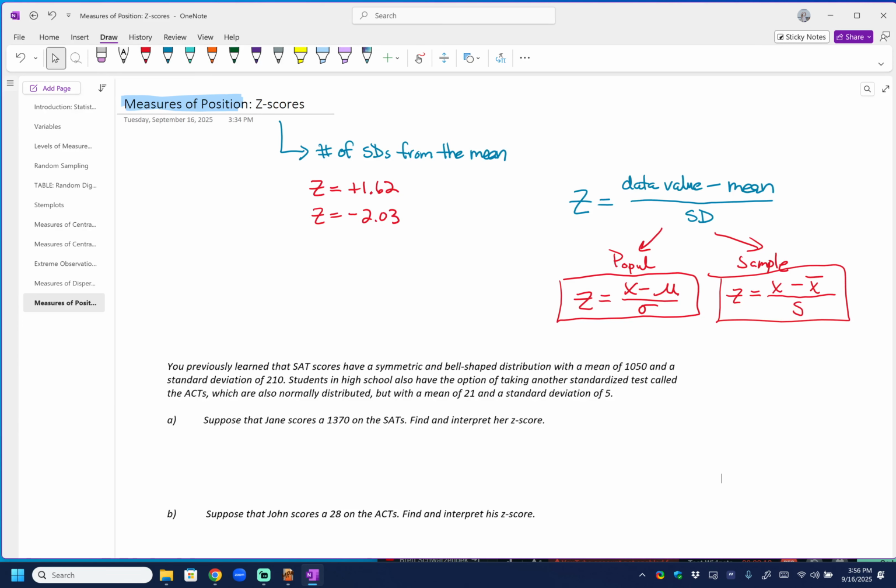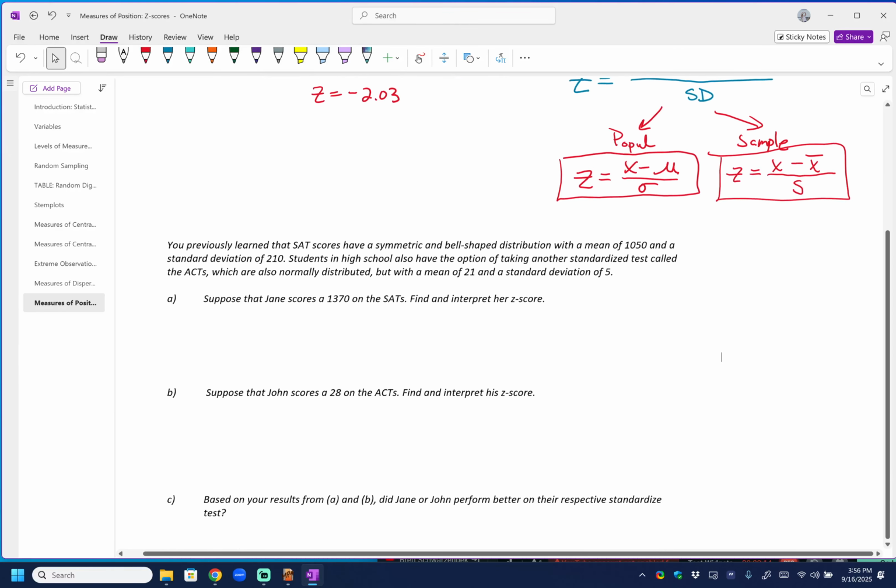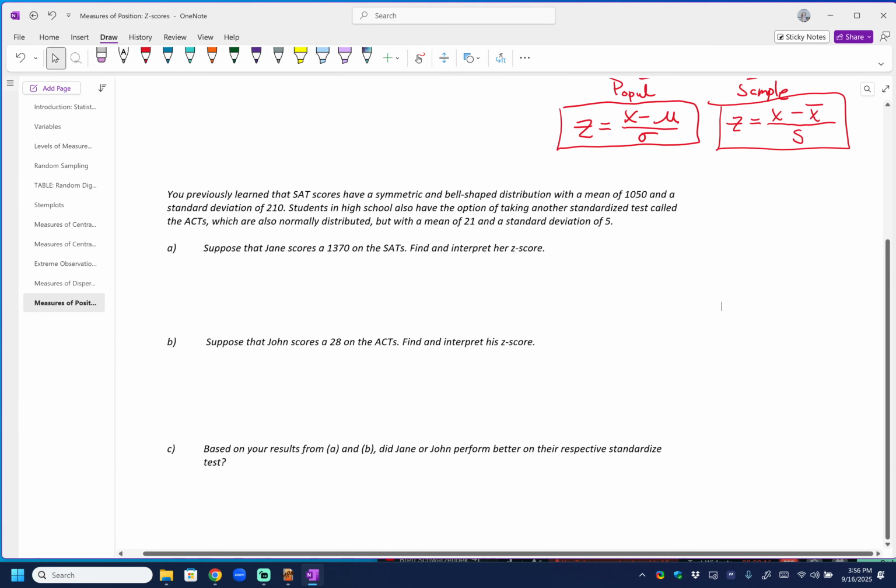As you previously learned, SAT scores have a symmetric and bell-shaped distribution with a mean of 1050 and a standard deviation of 210. Remember, we tackled this problem with the empirical rule previously in notes and video. Students in high school also have the option of taking another standardized test called the ACT, which is normally distributed but with a mean of 21 and a standard deviation of 5.